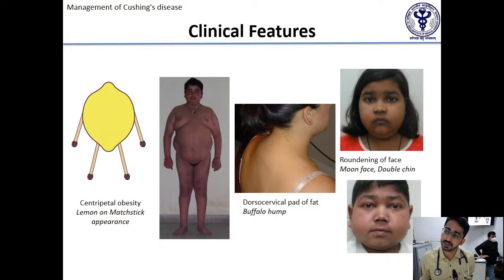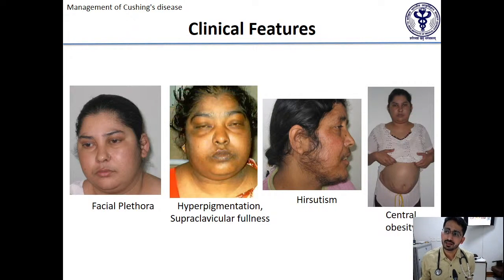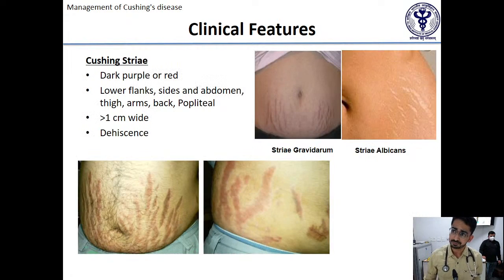There would be a dorsocervical pad of fat, which colloquially used to be known as buffalo hump, and rounding of face, which was colloquially known as moon face. And then we would have facial plethora or hyperpigmentation along with supraclavicular fullness, as we can see on the second picture. Excess hair growth in the third picture, and central obesity with classical Cushing striae in the fourth picture.